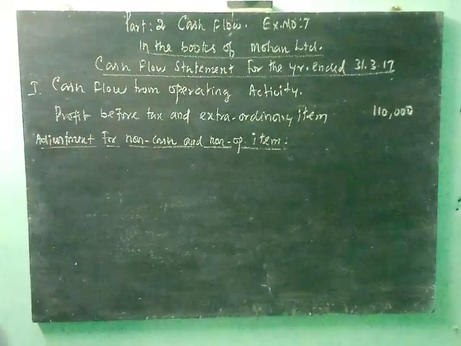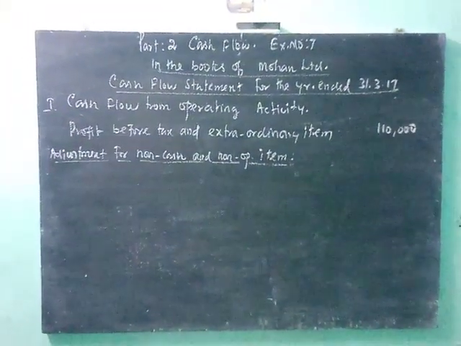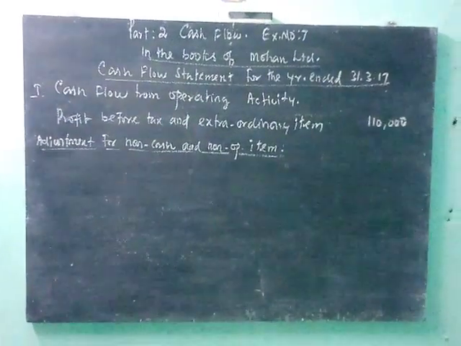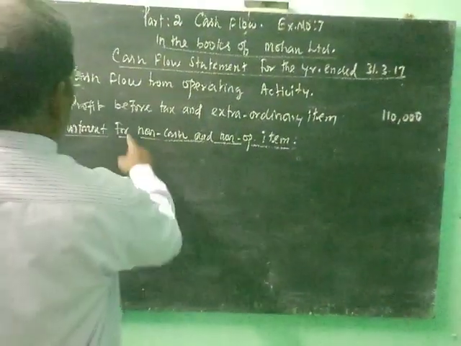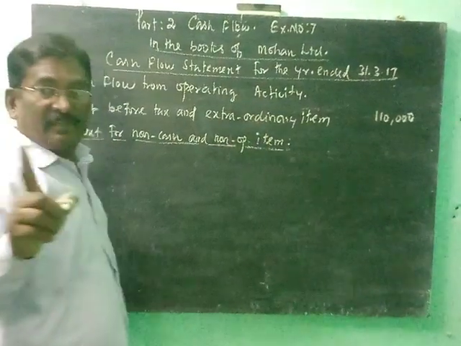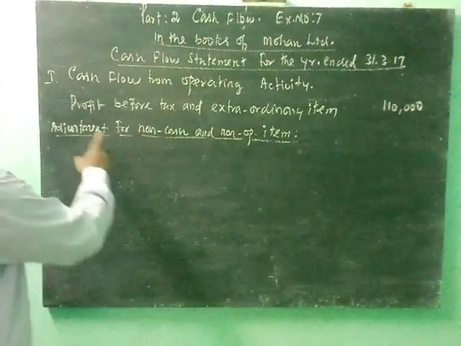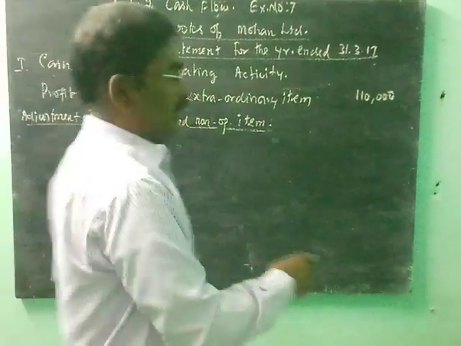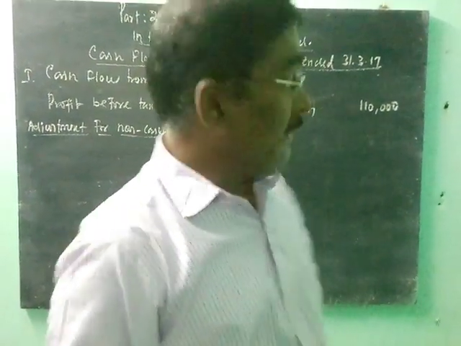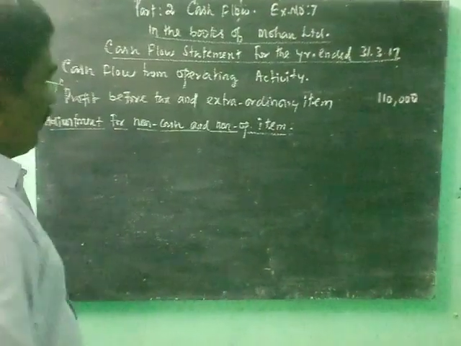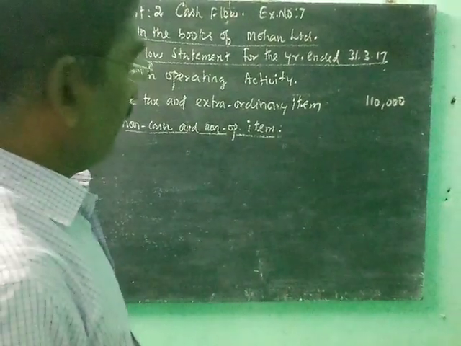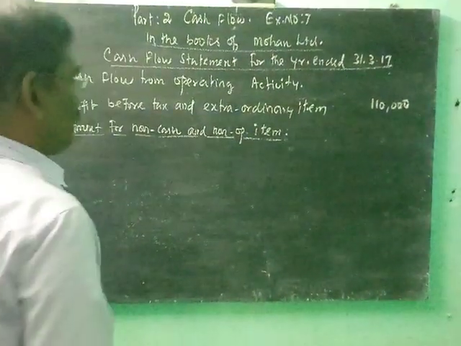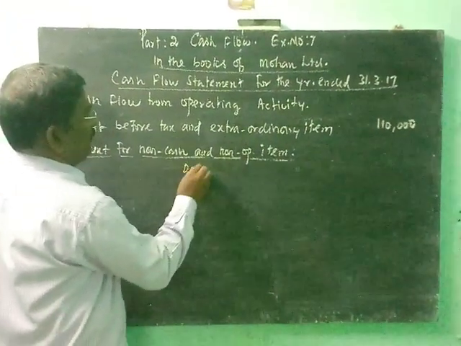So in the books of Mohan Limited, cash flow statement for the year ended 31/3/2017. So Roman number 1, cash flow from operating. This is the first activity, cash flow from operating activity. Profit before tax and extraordinary item 1,10,000. Next, adjustment for non-cash and non-operating item. So in this problem there is two. One is depreciation.